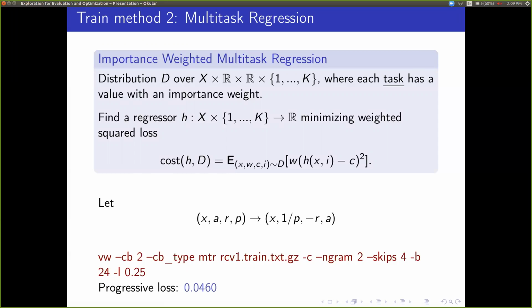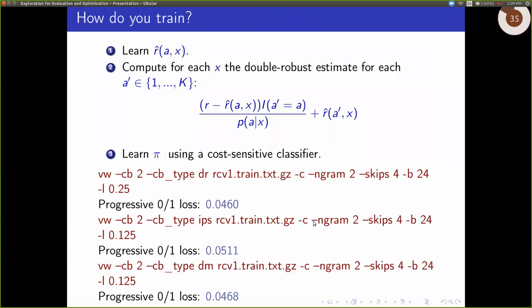And then the other thing which is nice here is that the range of the costs is exactly the same as the range of the rewards. If we go back and think about the range of the costs implied by the double robust estimate, that range may be larger than the original range of the rewards, which is nice in terms of a more canonical system.